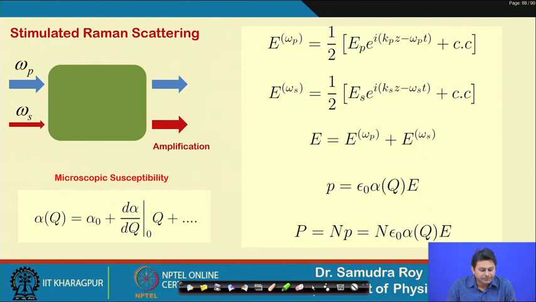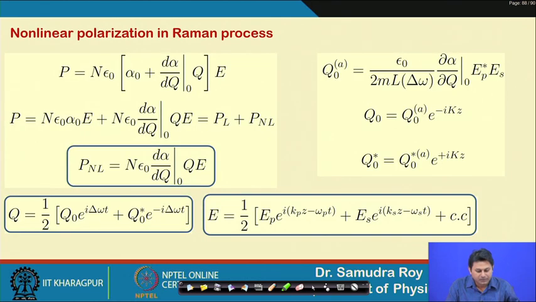Since the microscopic susceptibility is a weak function of q, we can expand it as a Taylor series around 0, or some reference point, and we can expand it only to first order. We are not going to take the higher order terms here, assuming that the displacement is relatively small.